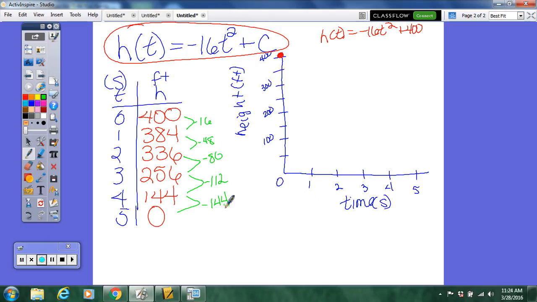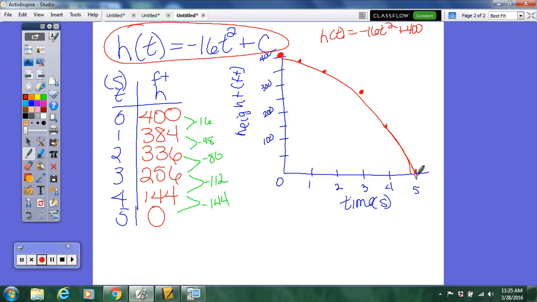All right, now let's graph those points. You have to kind of guesstimate in here. So we got 0, 400. 1, 384, 2, 336, 3, 256, 4, 144, and 5, 0. And connect those. There we go. So does that path simulate the path of the stick as it falls?